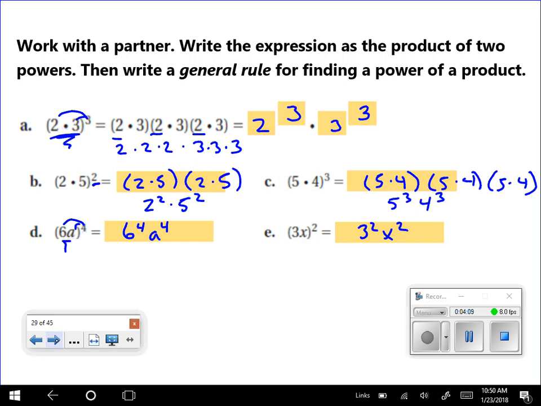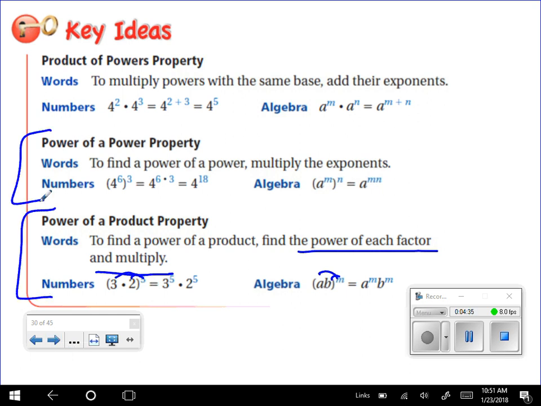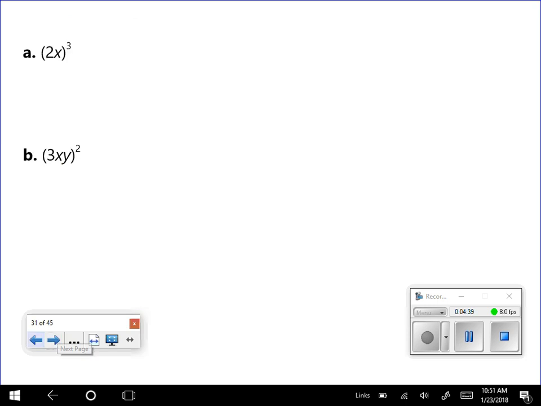Okay, so back to this slide. To find a power of a product, find the power of each factor and multiply. And one way we've definitely talked about it is distributing the power to each factor inside. So we have some examples that we're going to look at. If you haven't put this definition on your gold sheet, you might want to go back and do that really quickly so that you have them written on that gold packet.